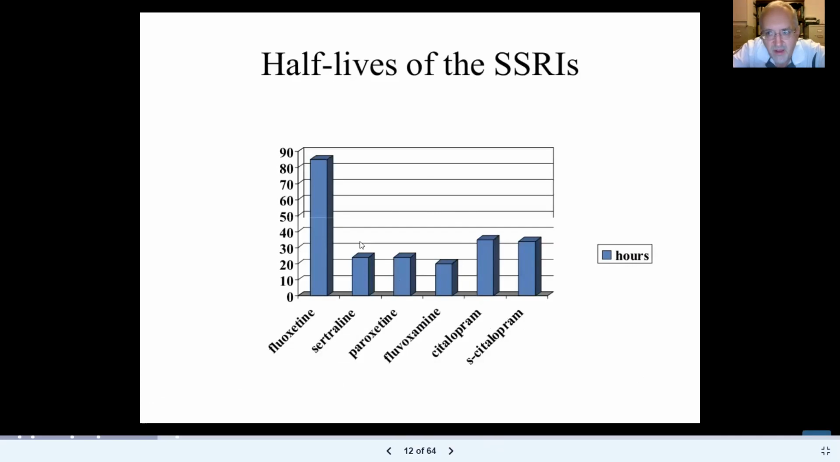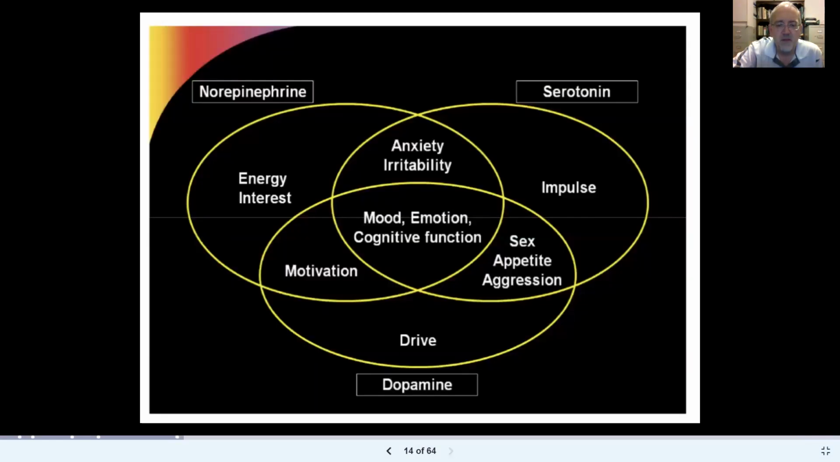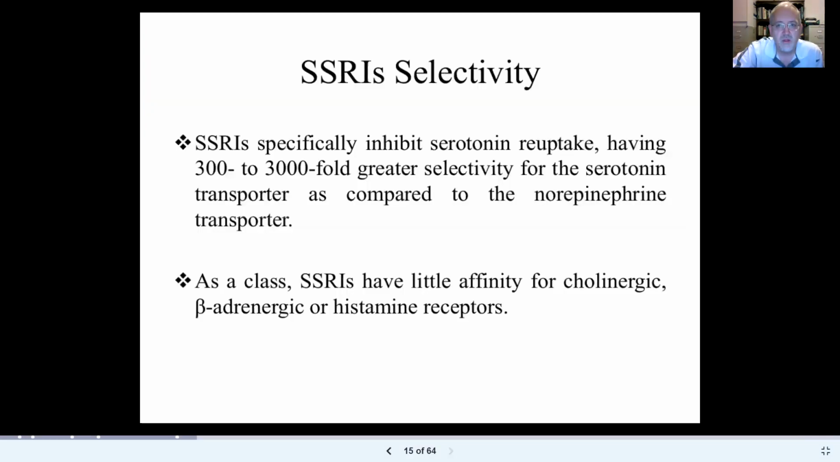It's not that the effect of these medications doesn't last. It's that the medications themselves stay in the body for much shorter than fluoxetine does. These are the maximum daily doses. Notice how there's a difference. This is not specific to SSRIs, but about psychiatric medications in general. Notice that there's a wide range of the daily dose. You go from 20 milligrams to 200 to 300 milligrams. This is sort of the overlap of what they do.